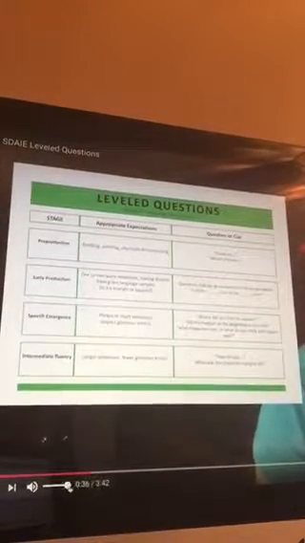First, we have the pre-production stage with appropriate expectation of nodding or pointing and physically demonstrating, and you might ask the student to show you the answer. Then we have early production, where you can expect 1 to 2 word answers, so your questions would be geared for the 1 to 2 word answers.